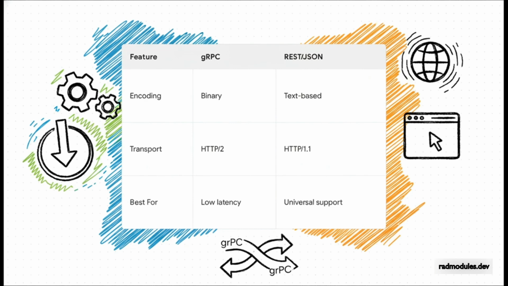Now, not all API calls are created equal. The exam will expect you to know the difference between gRPC and REST. The simple takeaway is this. gRPC uses binary and HTTP/2, so it's built for speed. Think high-performance, low-latency stuff. REST with JSON is your universal soldier. It works everywhere, especially with browsers.